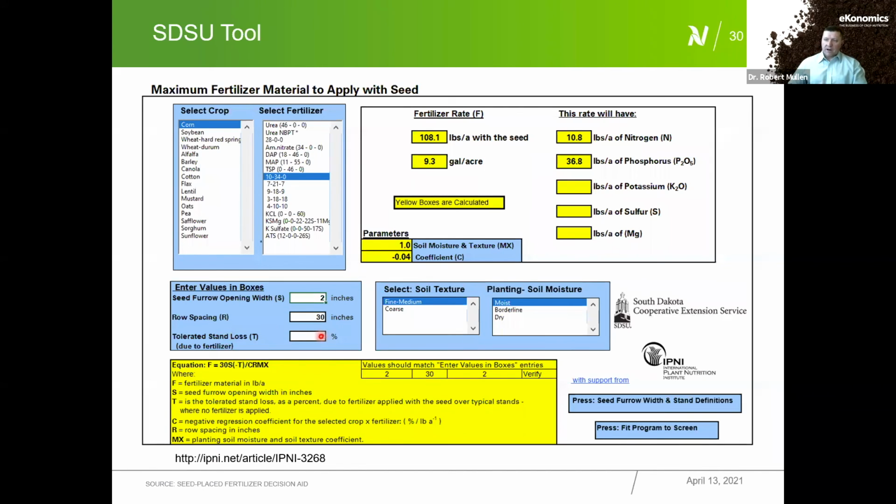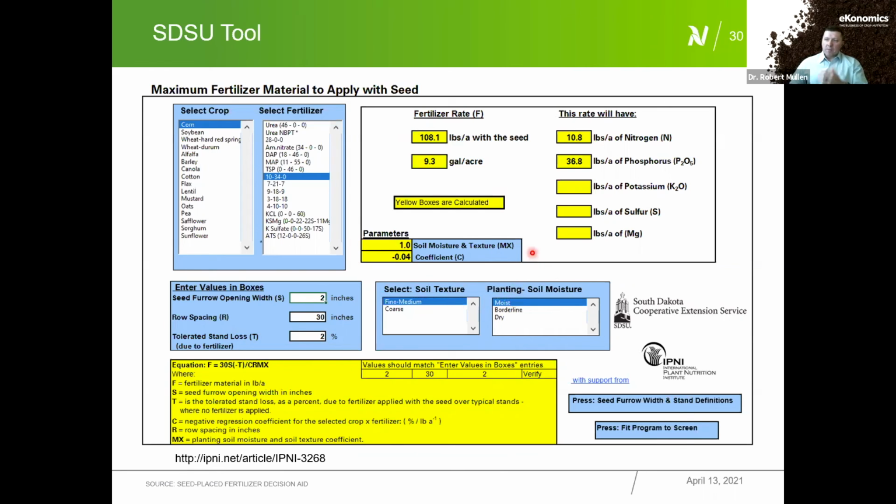So I'm fairly risk averse. I probably wouldn't go over 2. Maybe I would stretch it to 3. Again, the easiest way to decrease yield is to decrease stand. So I'm not going to be very tolerant of much in the way of stand loss. Using these assumptions, this is what they calculate as far as a safe rate of fertilizer, assuming it's a fine textured soil and assuming it's fairly moist conditions.